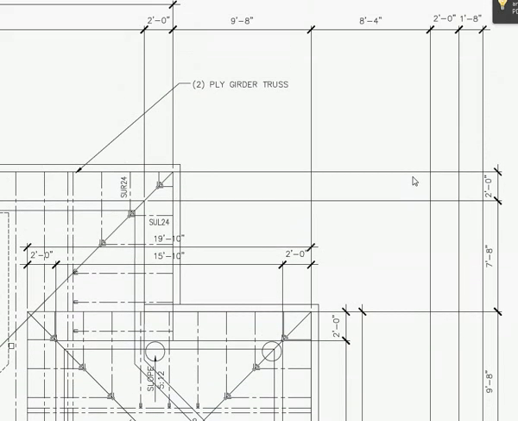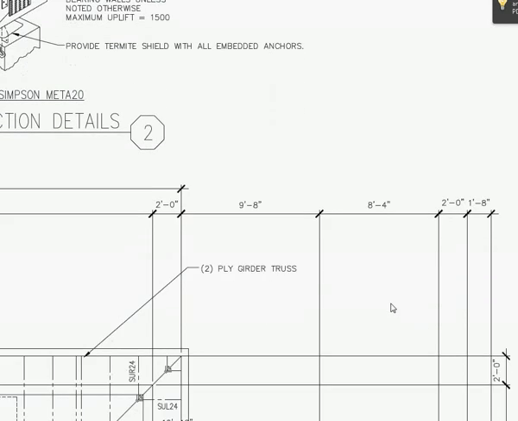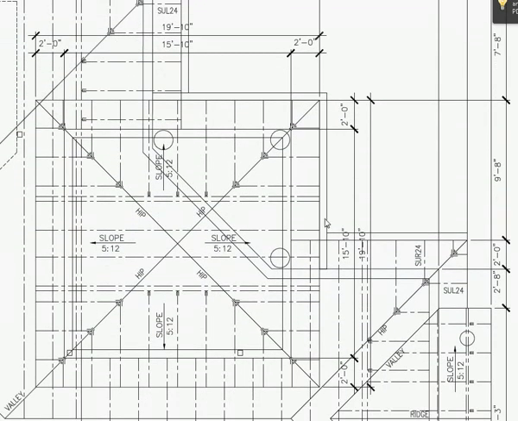Well, it says 8'4", so it's a little different one way than the other. So I need to create a wall that starts 7'8" down from this wall, and it's 15'10" by 15'10", subtracting out the 2 foot overhangs on the roof system. And the roof's pitch is 5 to 12. That's going to be important when we do the roof.